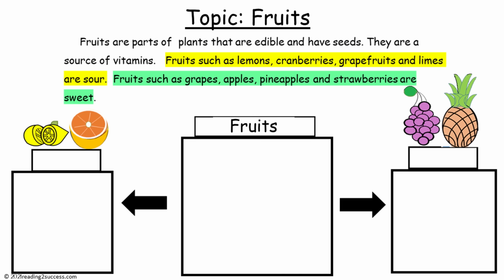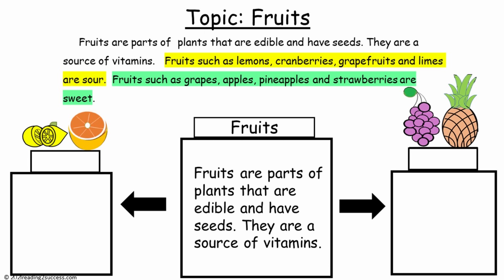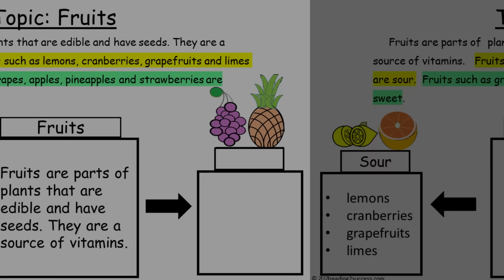Now have kids find the two sentences that tell the different types of groups. One is sour and one is sweet. Have them highlight the sentence that talks about the sour fruits in yellow and the one that talks about the sweet fruits in green. All fruits are parts of plants that are edible and have seeds. They are a source of vitamins, so that goes in the center.